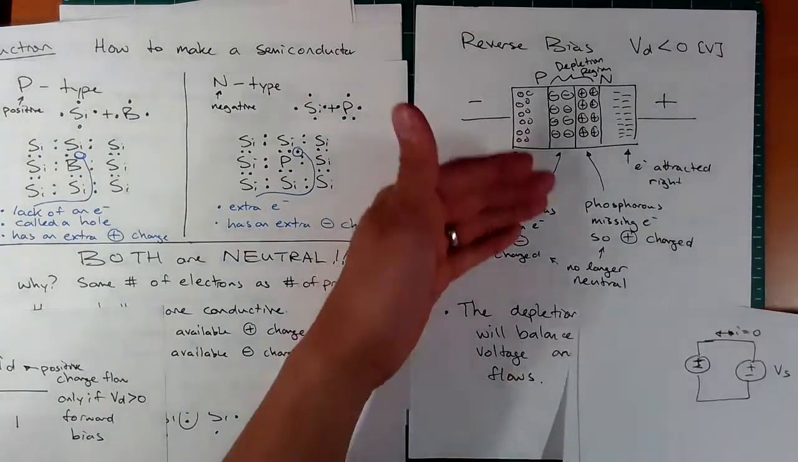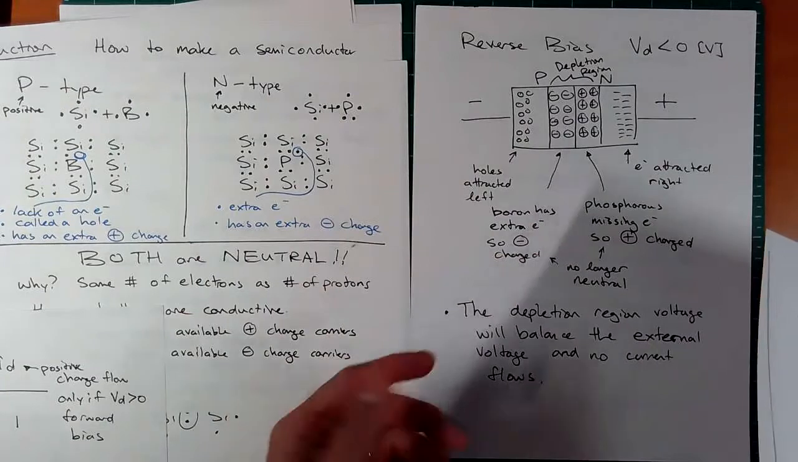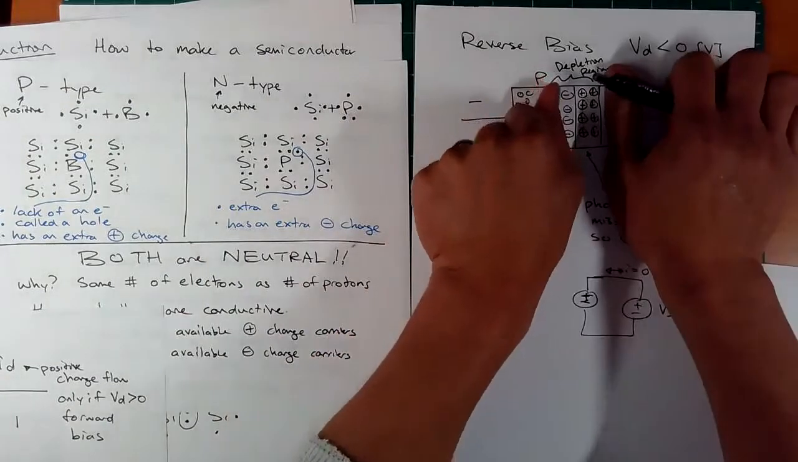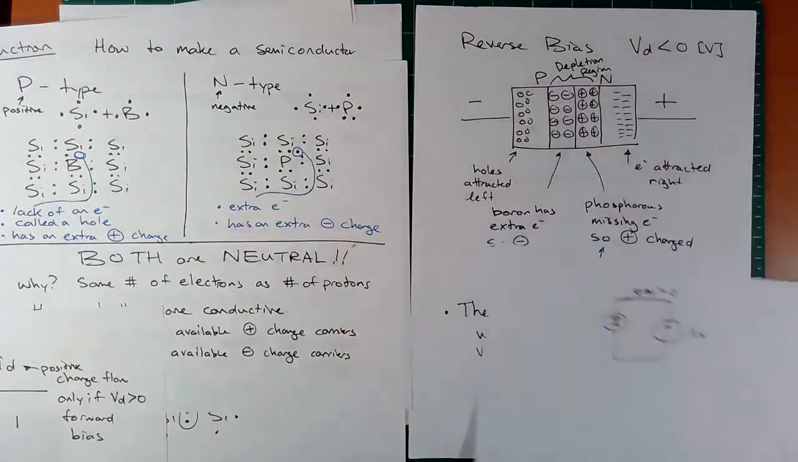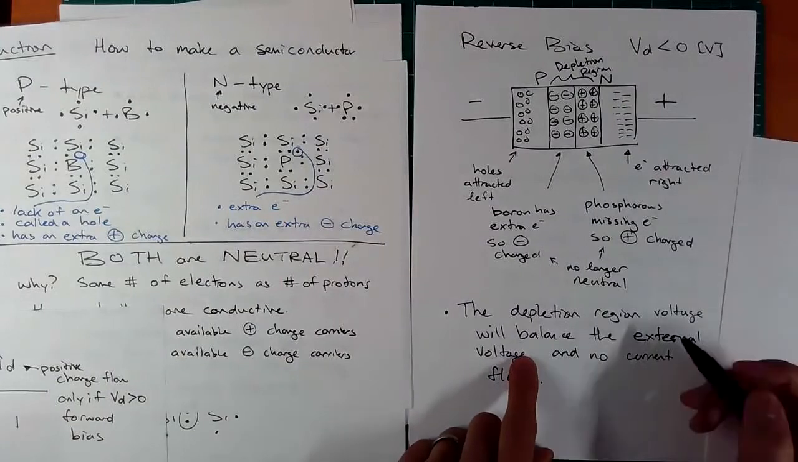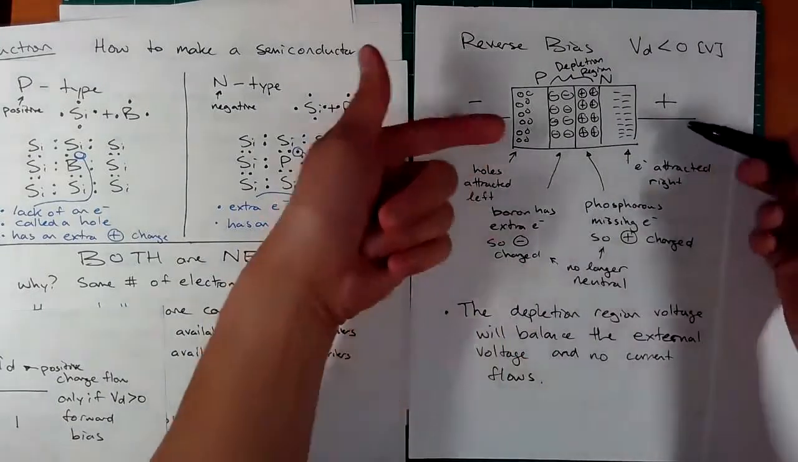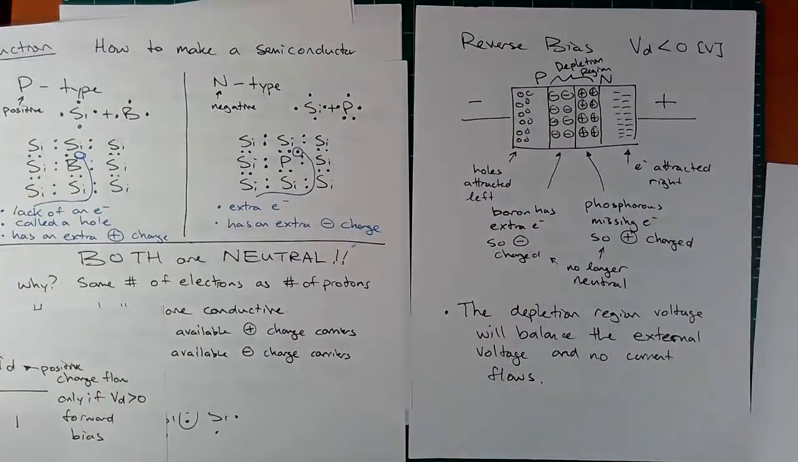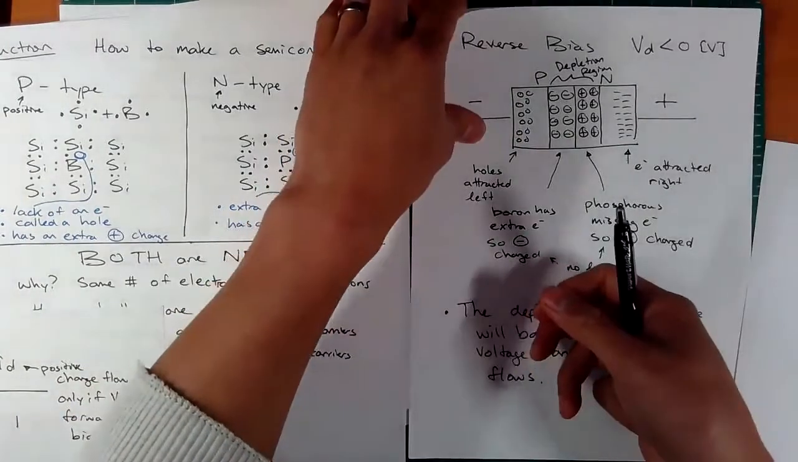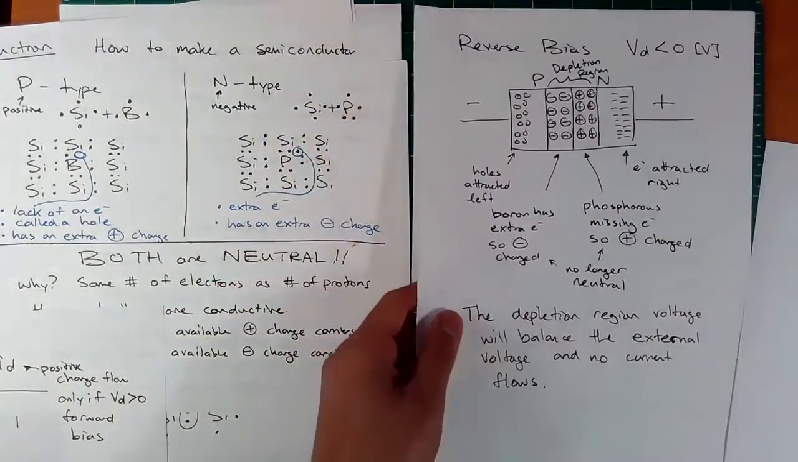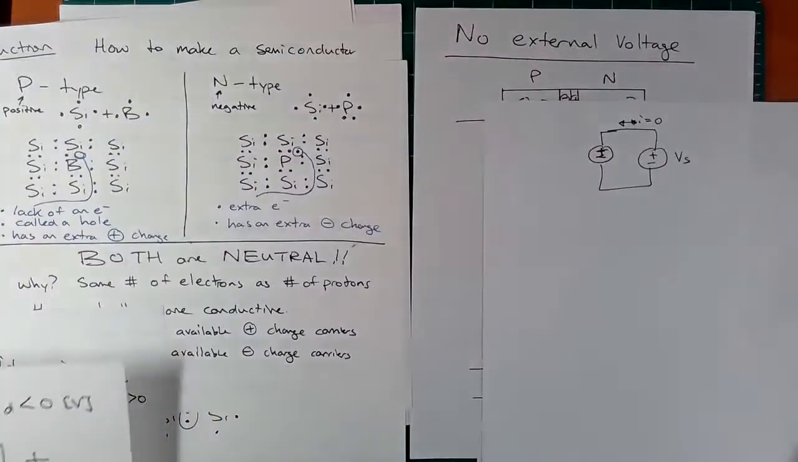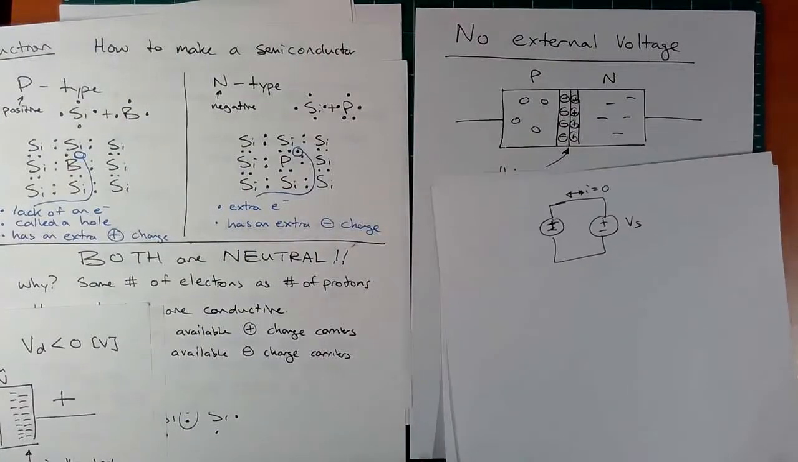So this is basically stating what I just said. What we call this window here is the depletion region, right? And that depletion region voltage will balance the external voltage and no current flows. Okay, good. The last one is, let's just look at what happens when you have no external voltage. So we have no external voltage.